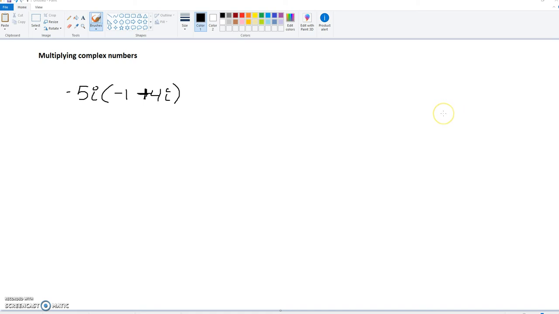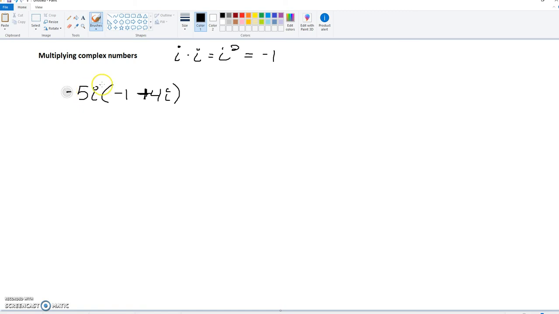Multiplying complex numbers. In this particular topic, I'm going to provide two examples for you. Before we start the first example, we want to make sure that we remember that I times I is I squared, and of course I squared is -1. So we want to remember this rule as we get started.